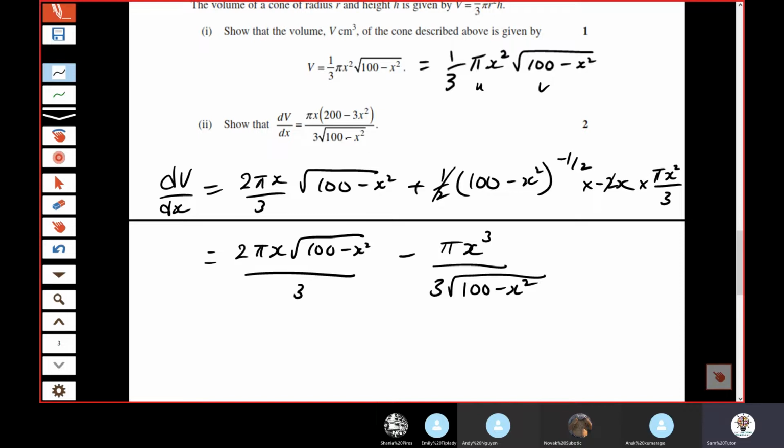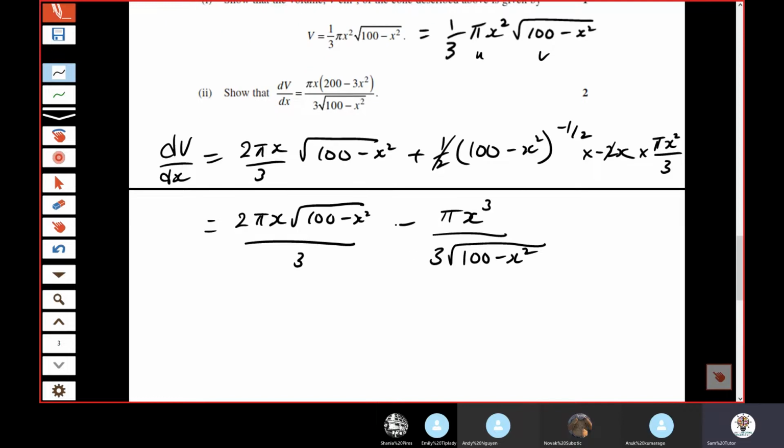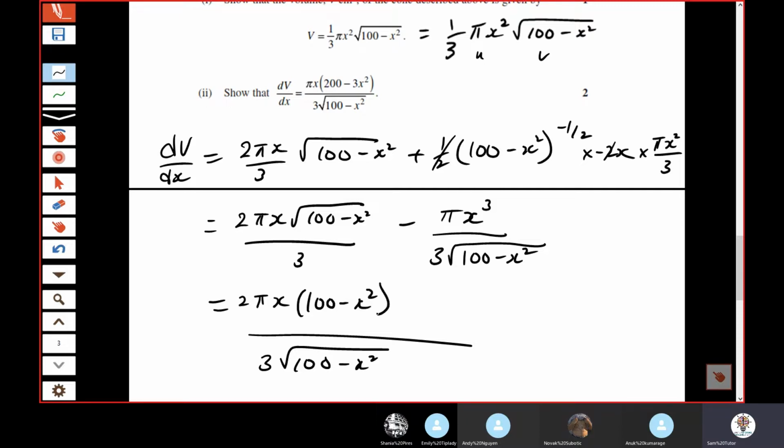Okay, and I think you know what you're going to do with your next line. You should just do common denominator. Fingers crossed, you're pretty much done. So common denominator, you're going to get 2 pi x. Your common denominator is obviously this, which is exactly what they have up here. You're missing the square root, so square root and square root becomes just 100 minus x squared minus, nothing's missing here.